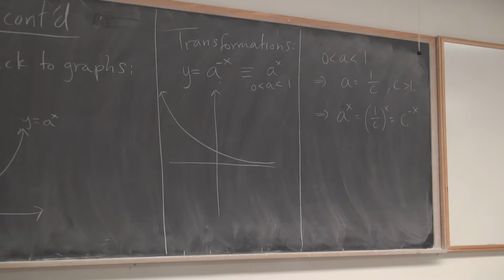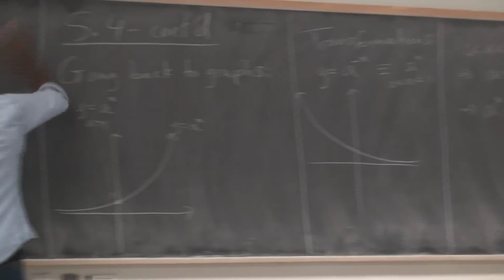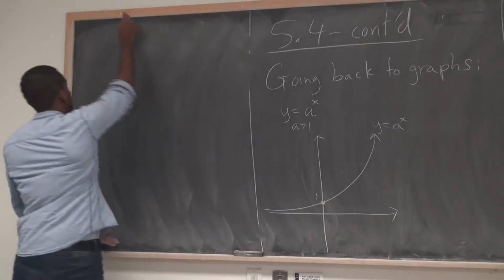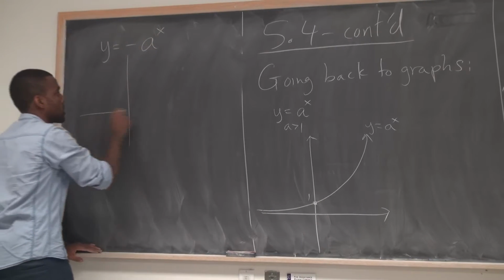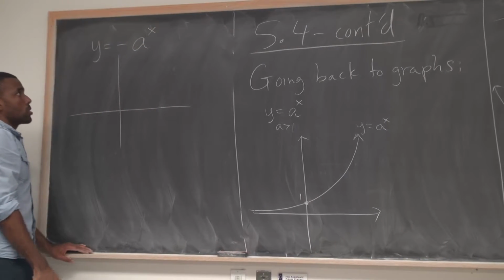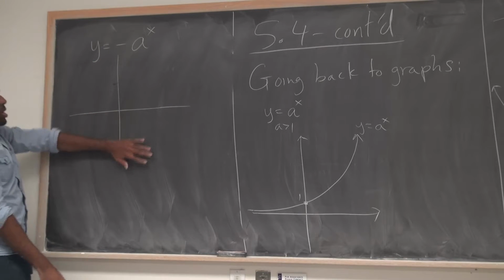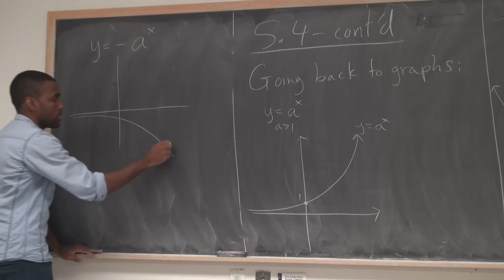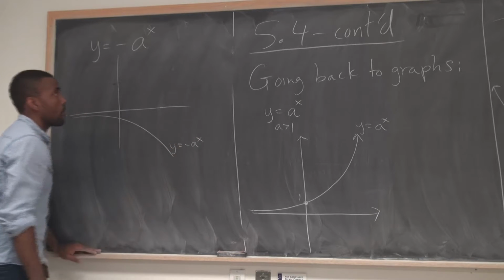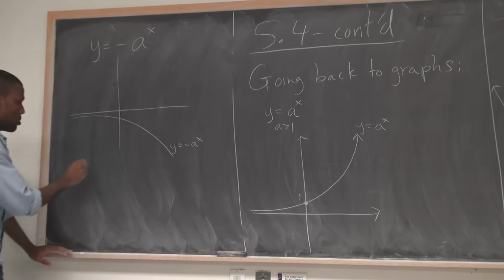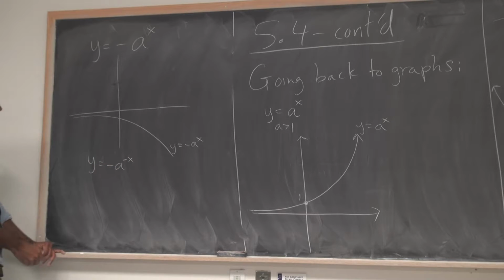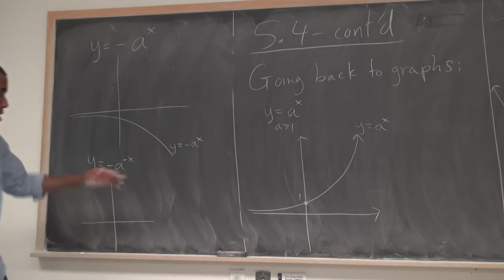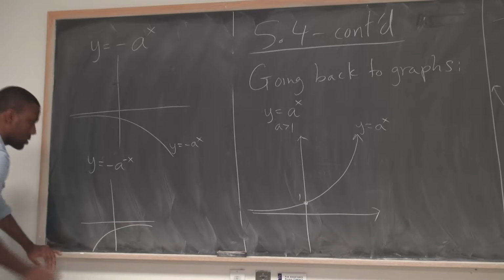What about y equals minus a to the x? Reflecting that, all your y values become negative, so now you're going to look like that. This is y equals minus a to the x. What about y equals minus a to the minus x? You're going to take that guy over there and flip that, so that's going to go down like this.